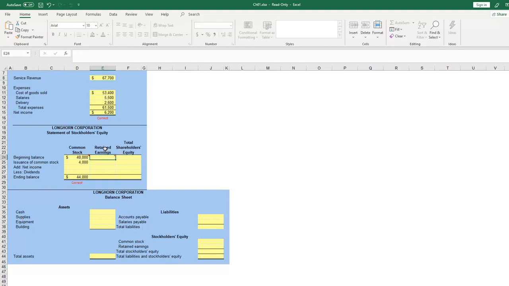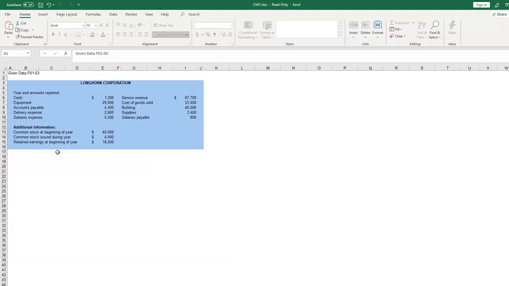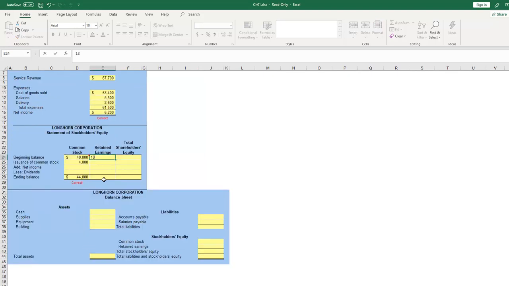All right, let's go to the retained earnings column. Beginning balance of retained earnings. Okay, here we go. Retained earnings at the beginning of the year, $18,200. Great. Issuance of common stock. We've already done that. It doesn't relate to retained earnings. We are not going to fill in that blank.